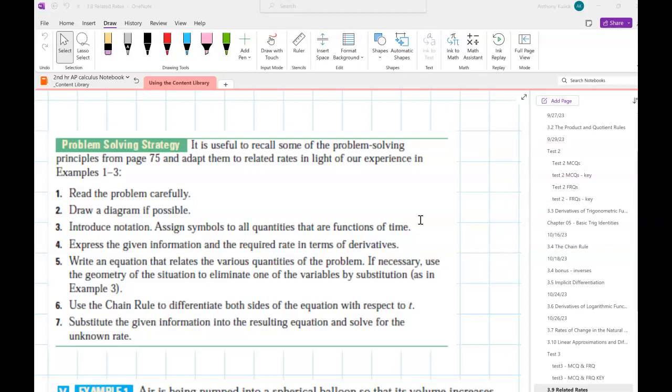No limits. So this will be on the next test, but not on Tuesday's test.